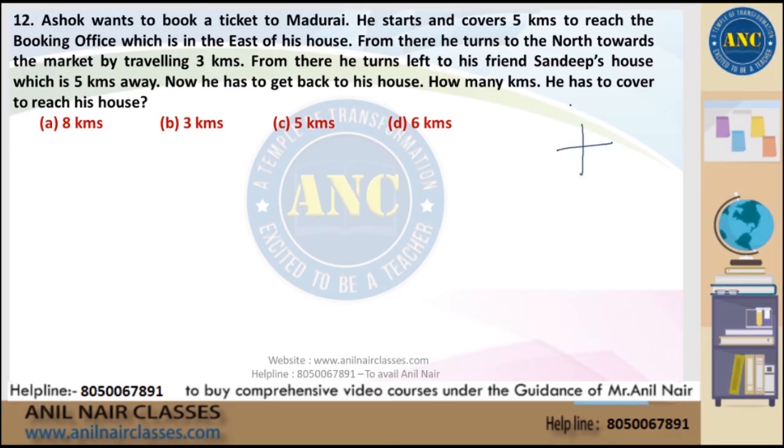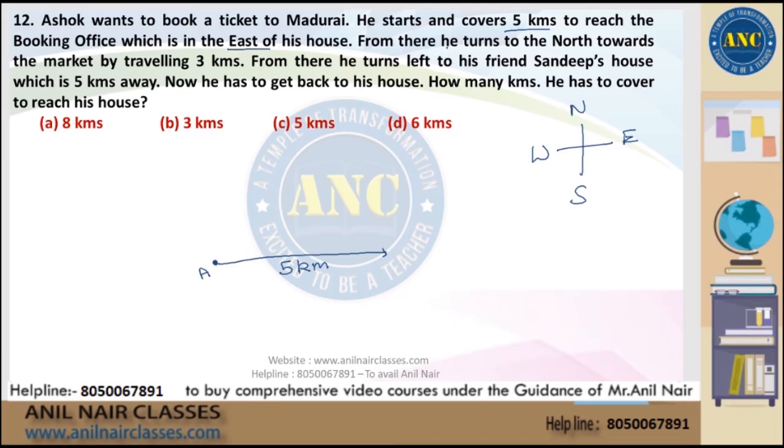Now, north, east, south and west. So Ashok's house is this, let us consider, and he starts and walks 5 kilometers to the east to reach the booking office.